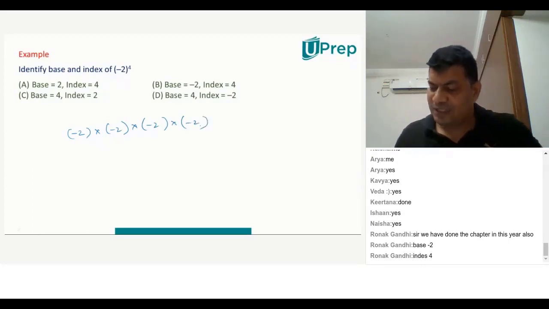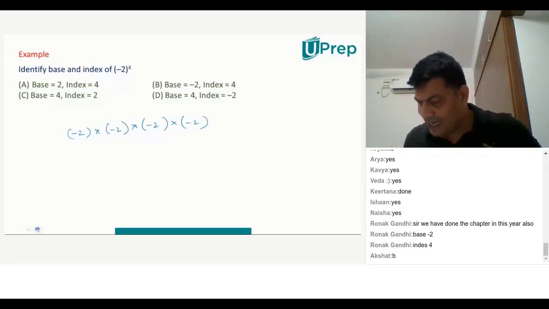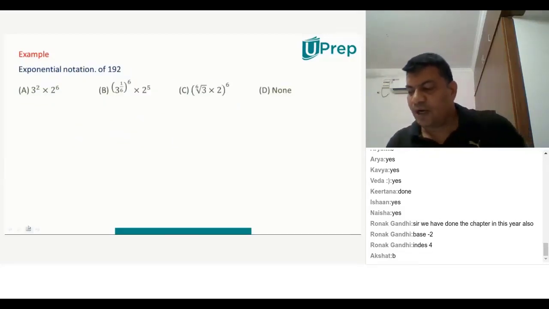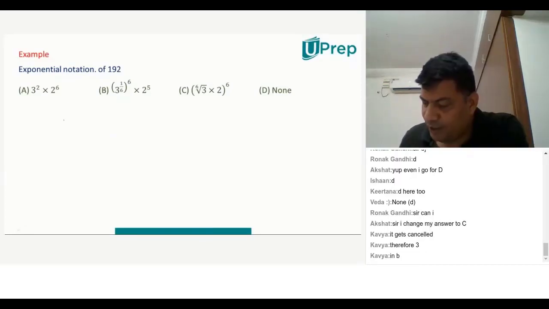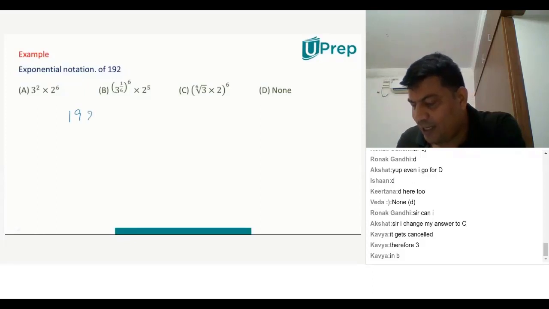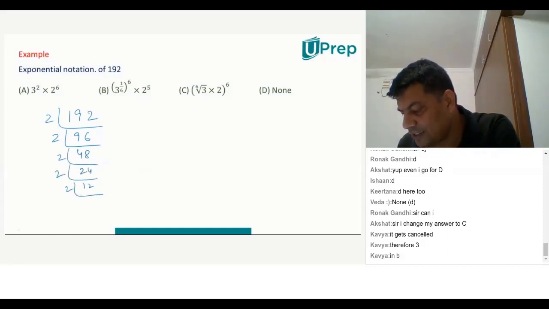So what is the base? Base is minus 2 and your index is 4. Brilliant. Everyone understands that. Let me go further. Come on, quickly tell me what is the exponential notation of 192. There's no need to do so much mathematics. You can simply divide 192 by 2. 2 9s are 18, 1 carries, 6, 96. 2 goes 48 times. 2 goes 24 times. 2 goes 12 times. 2 goes 6 times. And 2 goes how many times? 3 times. Are we okay?